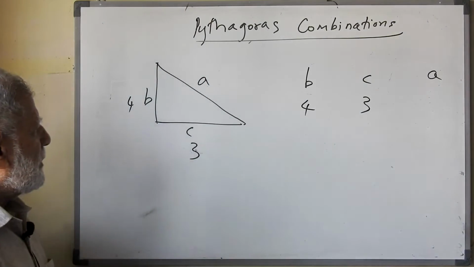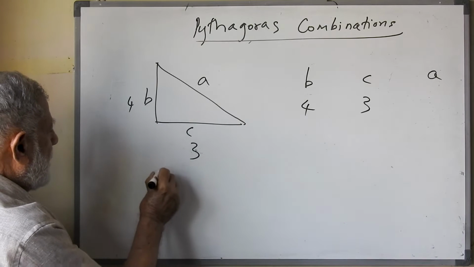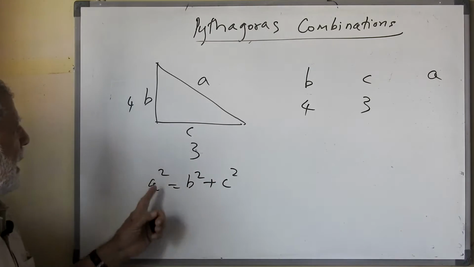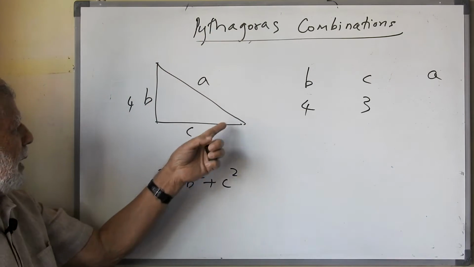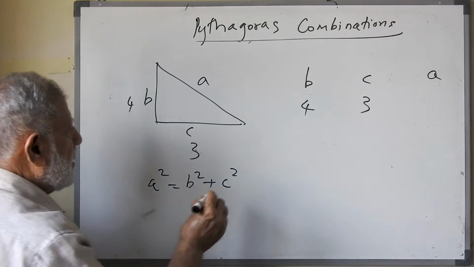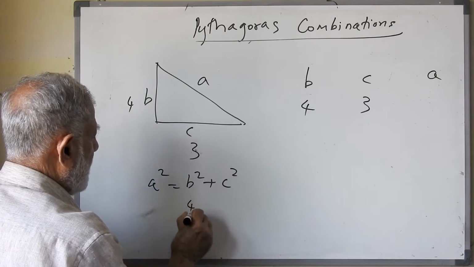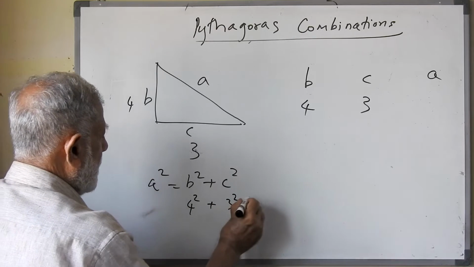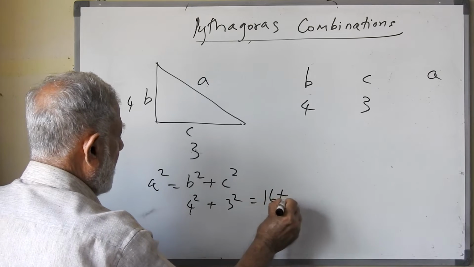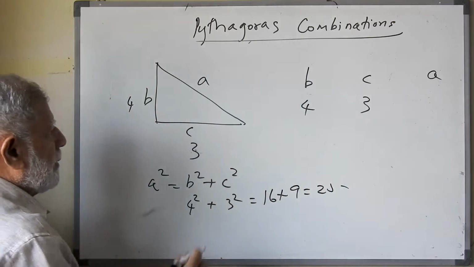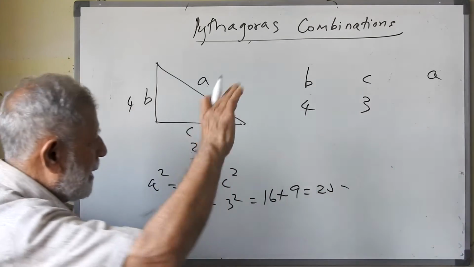Now according to Pythagoras theorem, A squared is equal to B squared plus C squared. Now what is A squared? A squared means the area of this square. So supposing we put values for B and C. B is equal to 4, that is 4 squared, plus C is equal to 3, 3 squared. So that is equal to 16 plus 9, that is equal to 25.